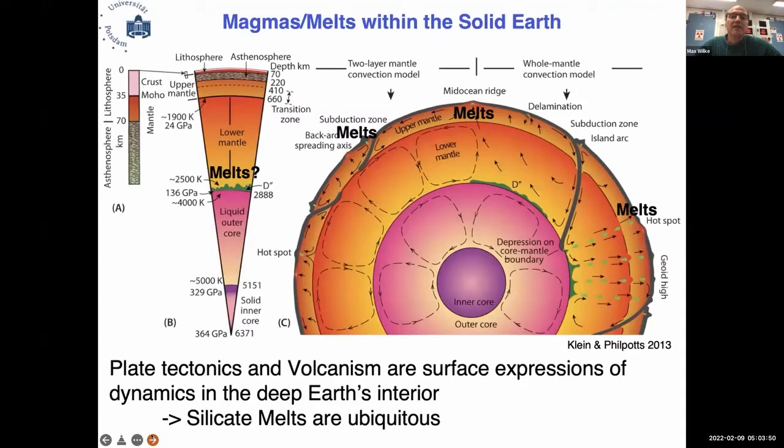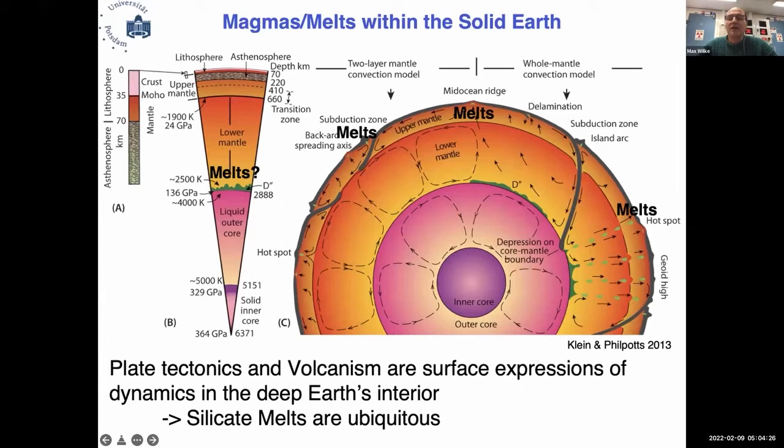Why are we dealing with magmas and melts as Earth scientists? Everyone knows that volcanism is a very common thing to observe at the surface of the Earth, and all this volcanism and the associated plate tectonics are just surface expressions of the dynamics of the deep Earth interior, as outlined in this cartoon that shows all kinds of convection cells going on in the silicate part as well as in the metallic part of the deep Earth.